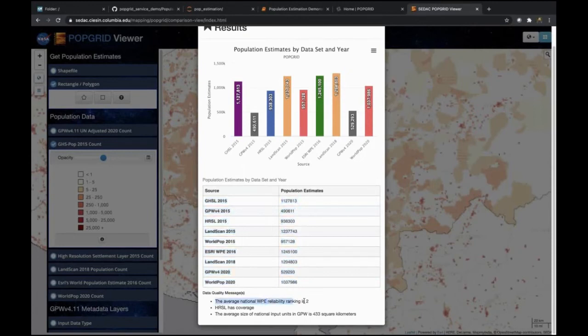The ESRI World Population Estimate has a reliability ranking, and it's ranked at 2, and that's documented on the data set what those reliability rankings mean, but that's a pretty good reliability ranking. HRSL has coverage. It's not global, but it has coverage here where we do the polygon. And our GPW data is using admin units in this area with an average area of 433 square kilometers, which is not very detailed. So the GPW estimate is, I strongly suspect, an underestimate.